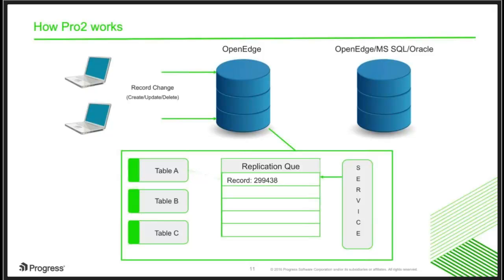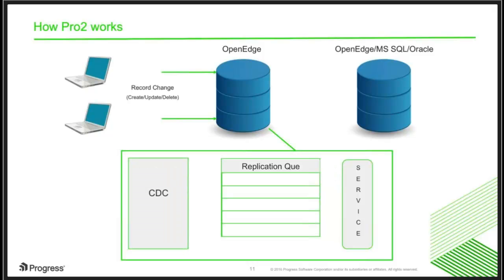A service running on the server constantly monitors this replication queue, and when a record that requires replication is present, the required action, be it create, update, or delete, is performed in the target database. The service receives a response from the target database on the success or failure of the operation, and this, if successful, will flag the record as replicated or delete it from the queue based on how you configure Pro2. If the replication process failed, Pro2 will provide logging and notification and will continue to attempt replicating that record.